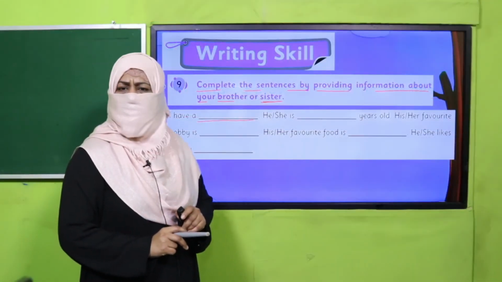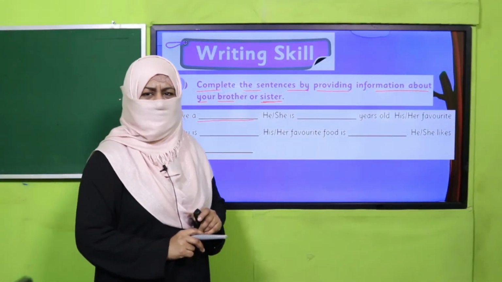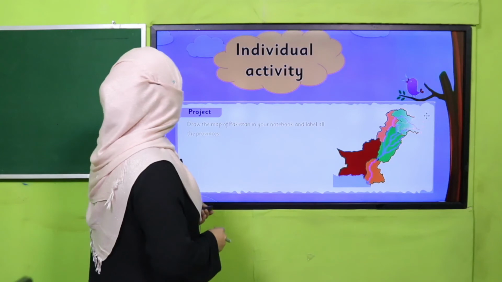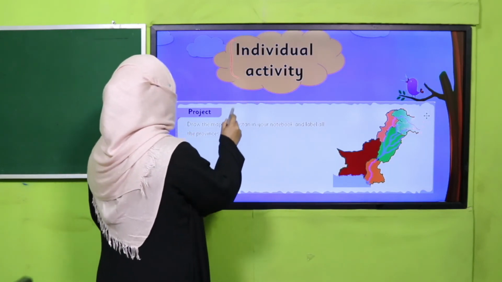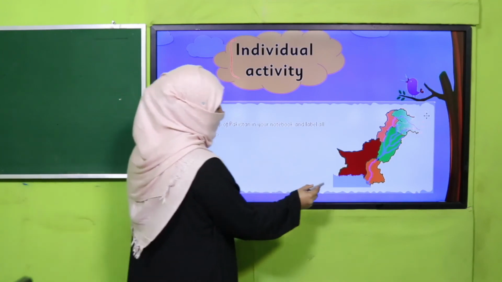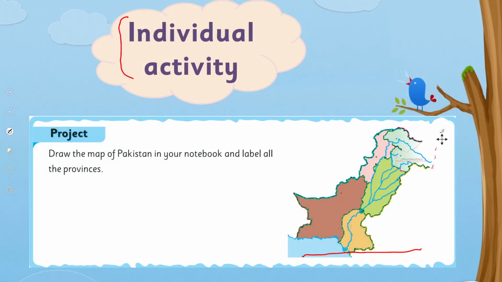Yes, my dear children, are you done with it? You find it easy? Good job. So here is an activity, a very interesting activity. It is given in your book. You have to draw. A map is given to you. So you have to draw the same map in your notebook. So pause the video, draw the beautiful map of our country.